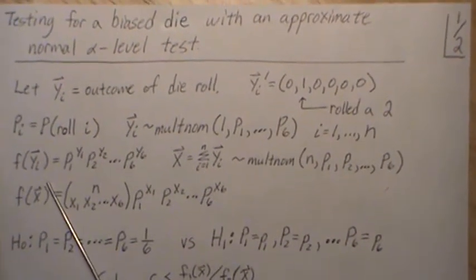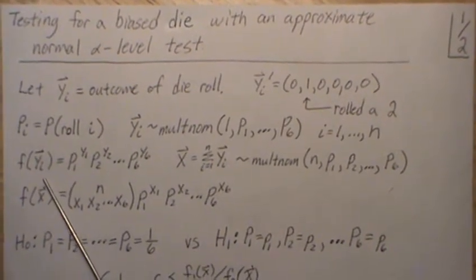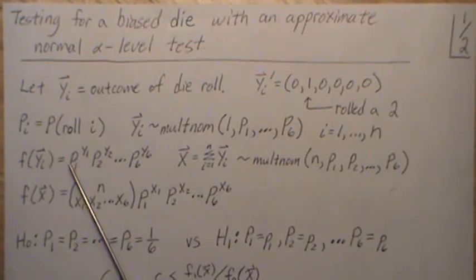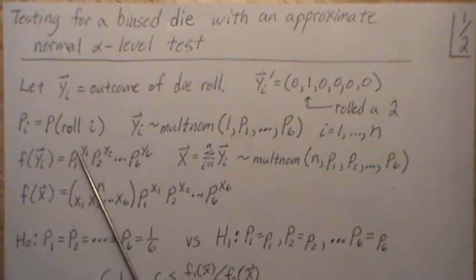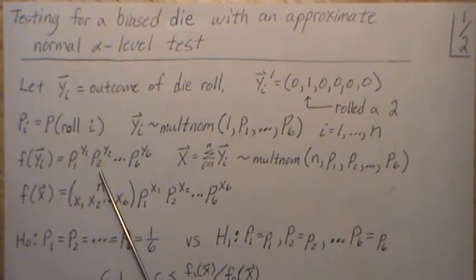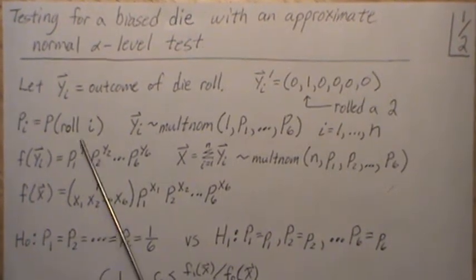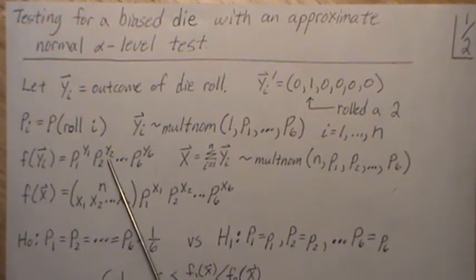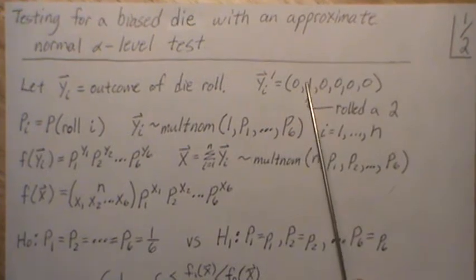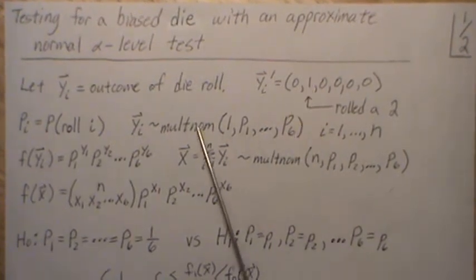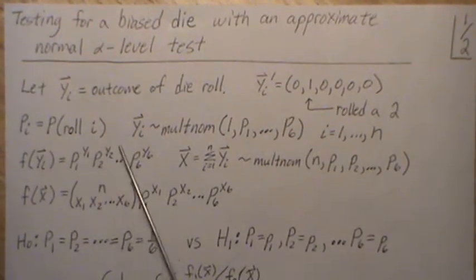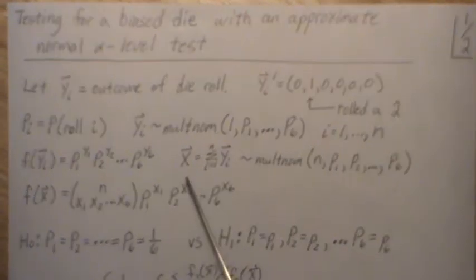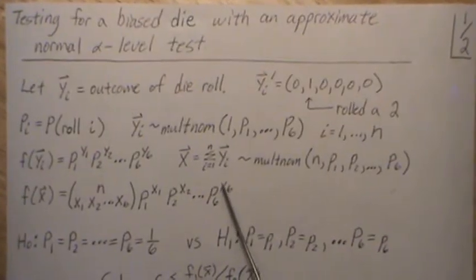and then the probability mass function for yi is f of yi, which is equal to P1 raised to the y1. Now, this y1 is the component here. P2 raised to the y2. So this component's a 1, so that would be a 1. The rest are zeros. Now we're going to let x be the sum of these yi's.